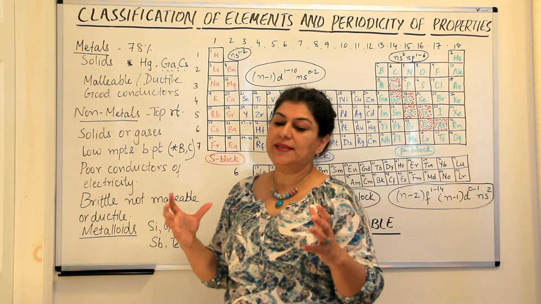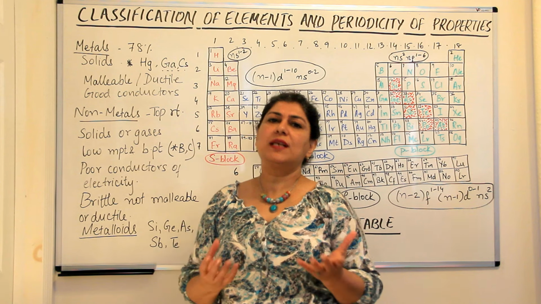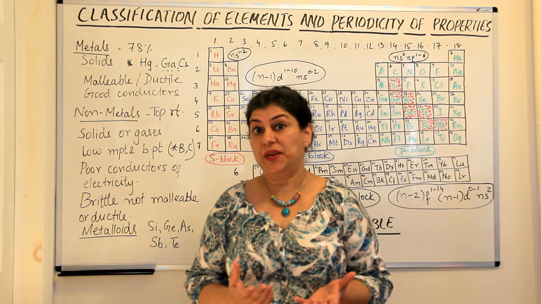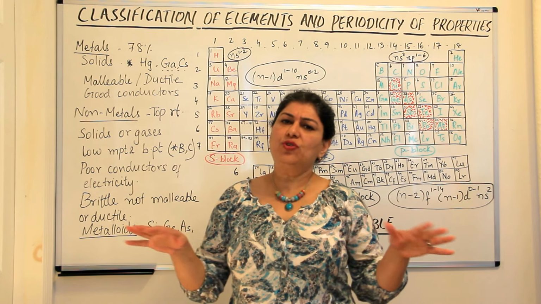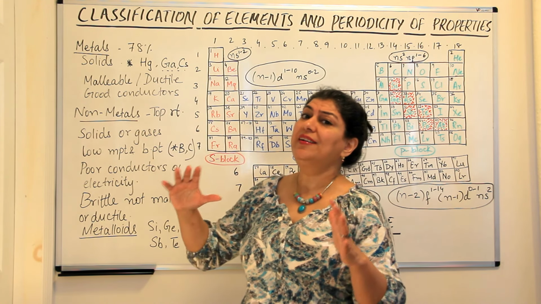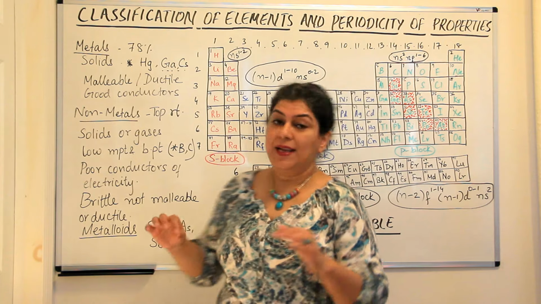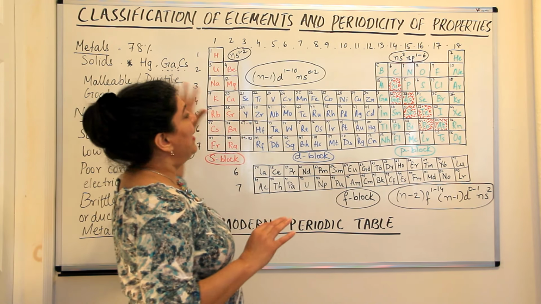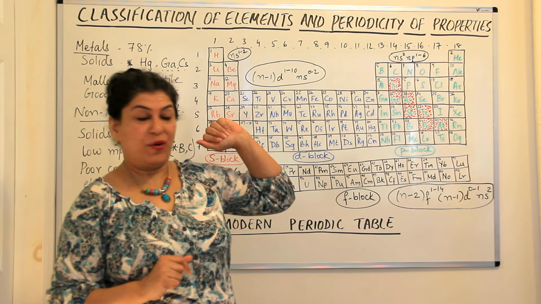Gallium and cesium have very low melting points, so sometimes under certain conditions they may appear as liquids, but actually usually they are solids. All other metals are solids. Let us just see, where do we find these metals in the periodic table?